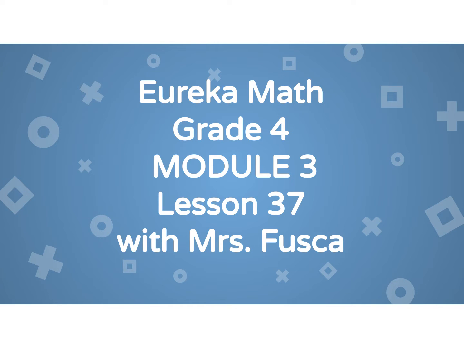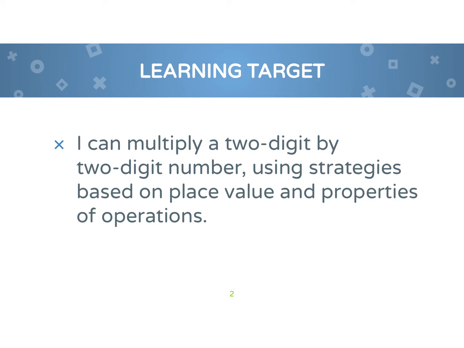Okay, today we will be covering lesson 37 in module 3. We're still on the same learning target. I can multiply a 2-digit by 2-digit number using strategies based on place value and properties of operation.